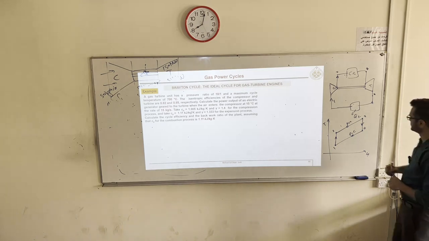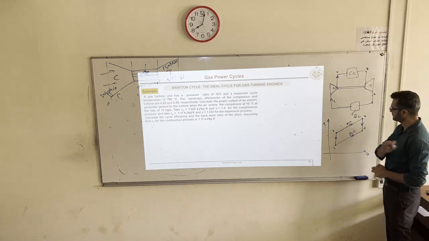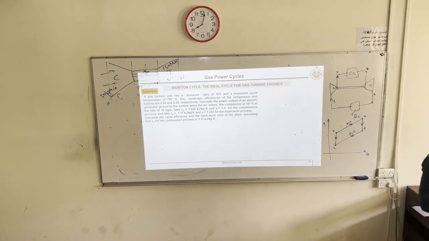Yeah, do not do it in the exam. Yes, I will deduct marks for this one if arrows are reversed. Okay.